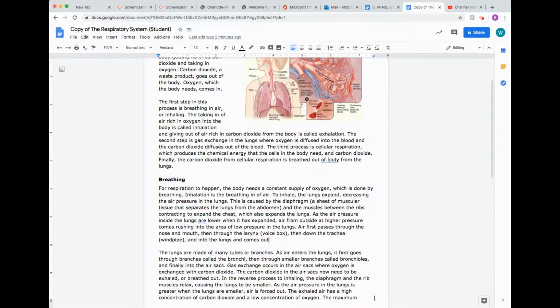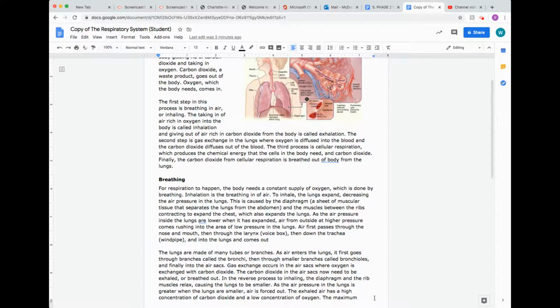As the air pressure inside the lungs is lower when it is expanded, air from outside at higher pressure comes rushing into the area of low pressure in the lungs. Air first passes through the nose and mouth, then through the larynx, also known as the voice box, then down the trachea, or windpipe, and into the lungs.